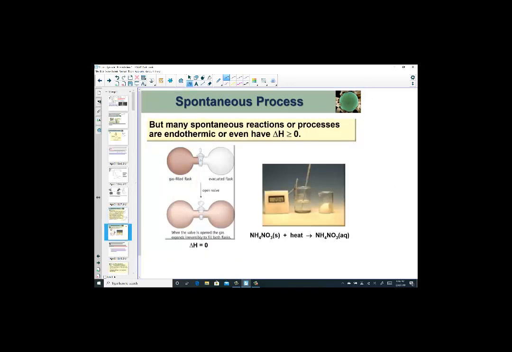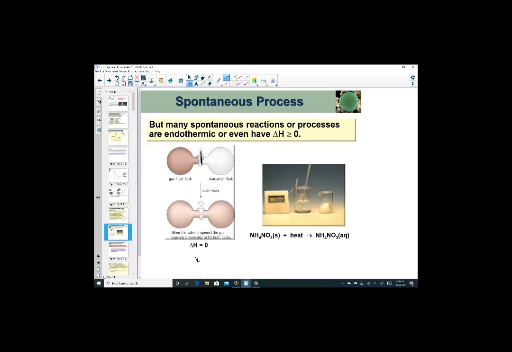Think about that gas diffusing and kind of look at this particular symbols with me. This diagram shows a valve closed, separating two flasks. One side with gas, the other is empty.